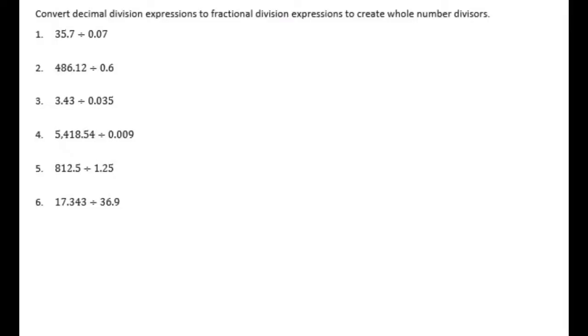So we have number 1, 35 and 7/10 divided by 7/100. And for this, all they want us to do is create whole number divisors. So that's what we were doing in the problem set. I need to move it 2 places, or 2 powers of 10, so that's 100, which would change my problem: this would become 7. If I move this 2 places, I need to put a 0. So we get 3,570 divided by 7.